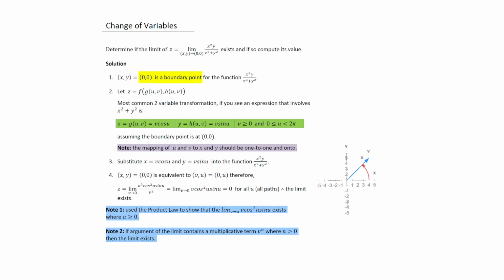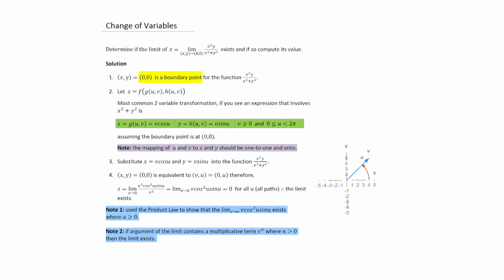And so the technique we use in this example is to let z be some function of u and v. That is, x is a function g of u and v, y is a function h of u and v. And there are many types of transformations you can use, but the simplest ones, the ones we're going to use most frequently, are basically polar coordinate transformations. And how do we know that? If you look at the denominator, it's x squared plus y squared.